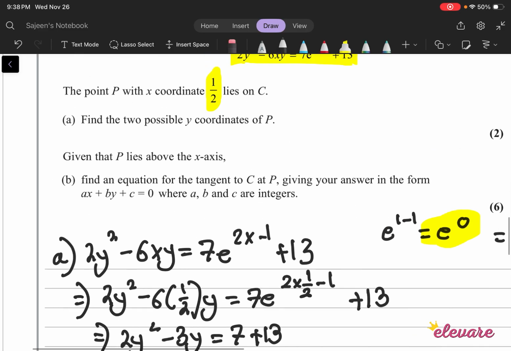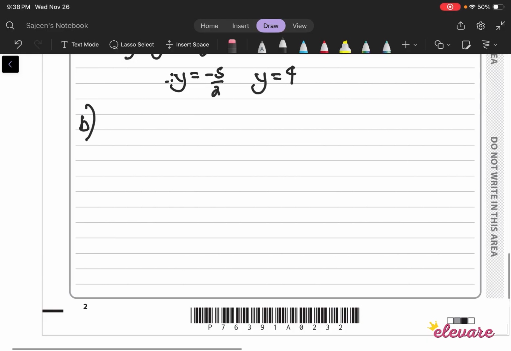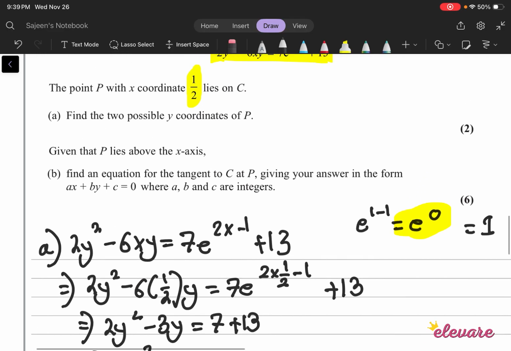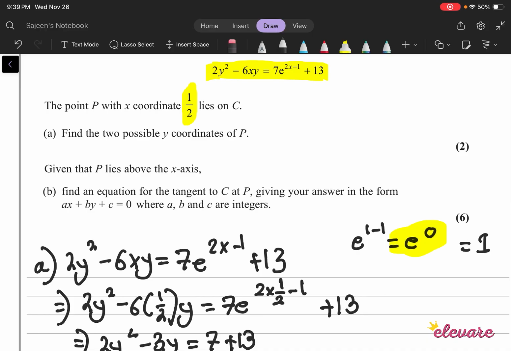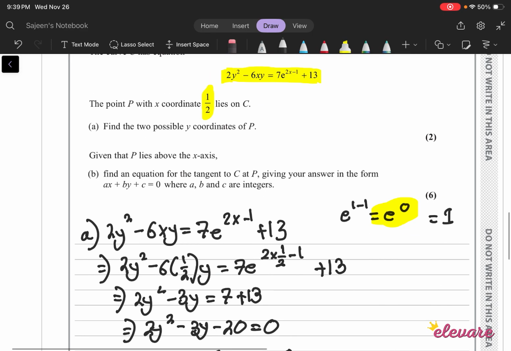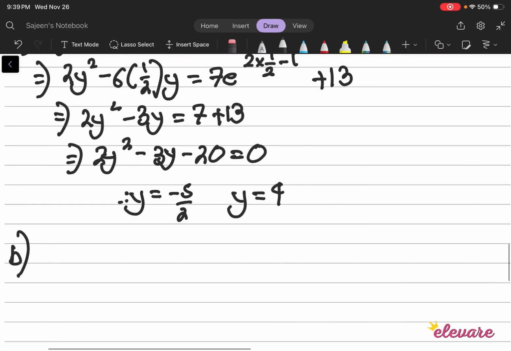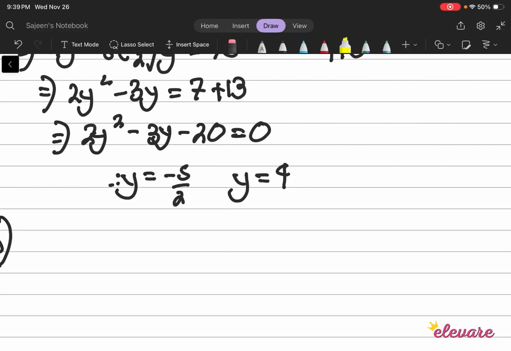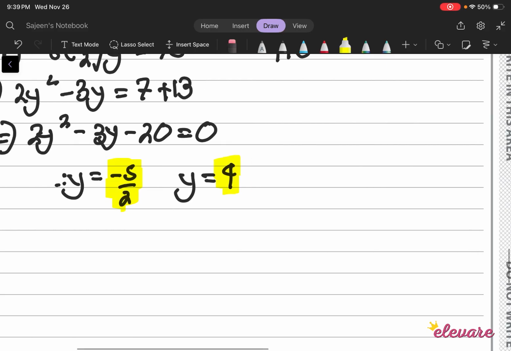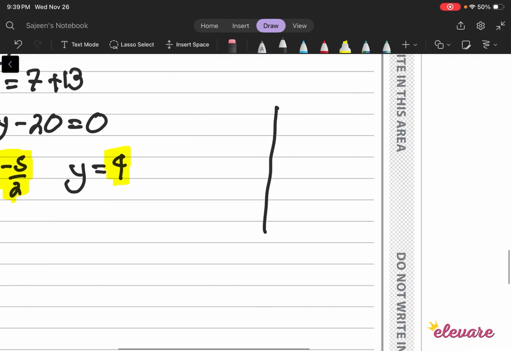দুই মার্কের question অত বেশি প্যারা নাই, right? But আমার second question এখানে কি বলেছে? Let's take a look at this thing. Given that P lies above the x-axis, so a point P-টা, it lies above the x-axis, right? আমাদের point P এর জন্য there are two possible y coordinates. একটা হচ্ছে y is equals to minus 5 by 2, একটা হচ্ছে y is equals to 4. They're saying that the point P must lie above the x-axis.